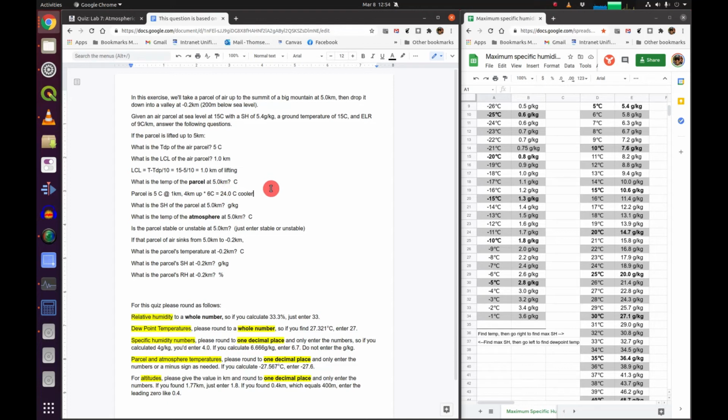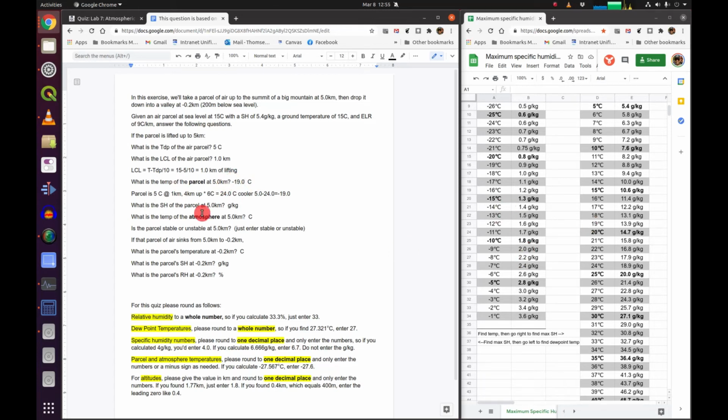So the parcel was 5, so 5 minus 24 equals negative 19, since that's the temperature of the parcel. In fact, that would have been there. So the temperature of the parcel is negative 19.0 Celsius.